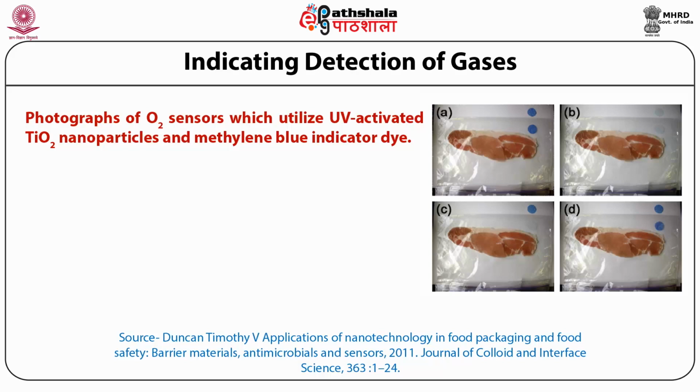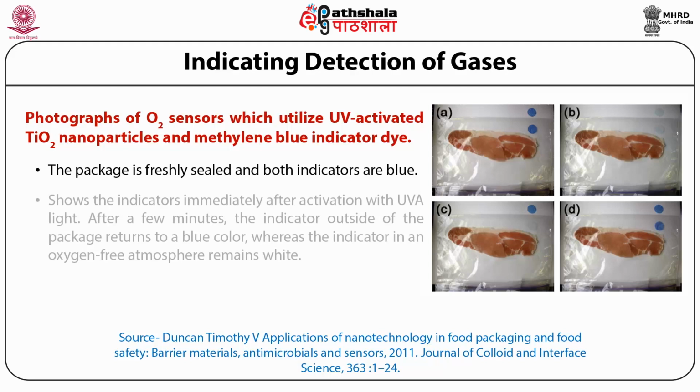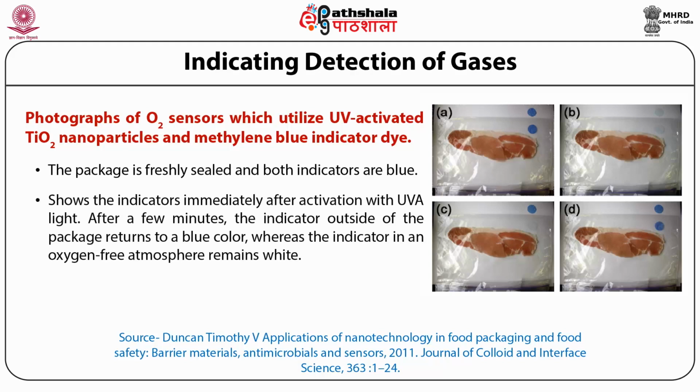In figure A, you can see two dots. These are the dots of titanium dioxide in combination with the methylene blue reduction indicator dye. These titanium dioxide nanoparticles are activated in the presence of UV light. So in figure A, the package is freshly sealed and both indicators are blue. In figure B, the indicators are activated by the use of UVA light. After a few minutes, the indicator outside of the package returns to blue color, as is seen in C, whereas the indicator in an oxygen-free environment remains white, which means that in C, the food is still fresh, because it does not come in contact with oxygen.